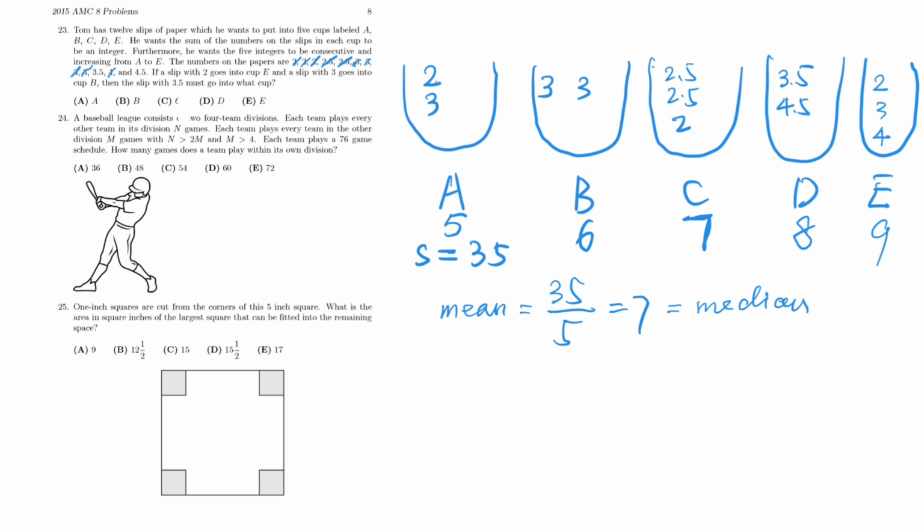So the question is, the slip with the 3.5 must go into what cup? 3.5 is here, so it goes to the cup D. So for number 23, the answer is choice D.